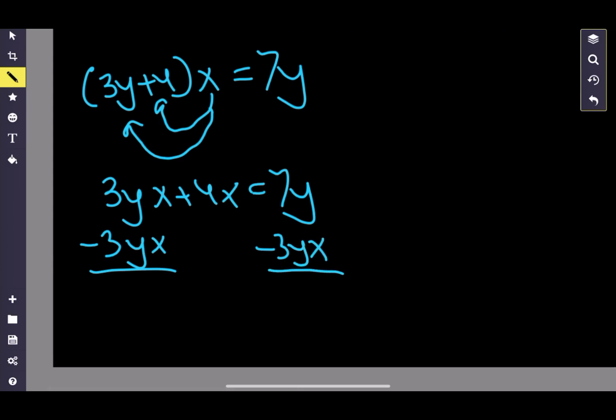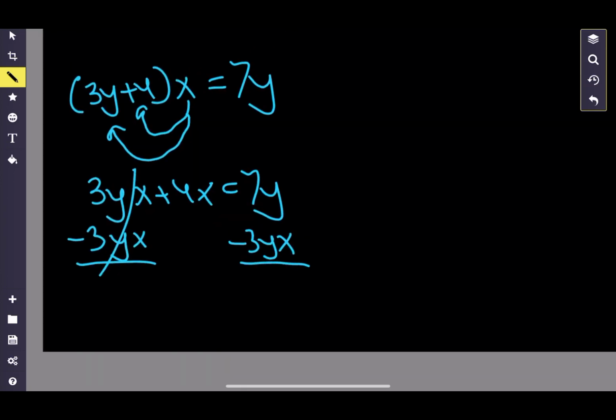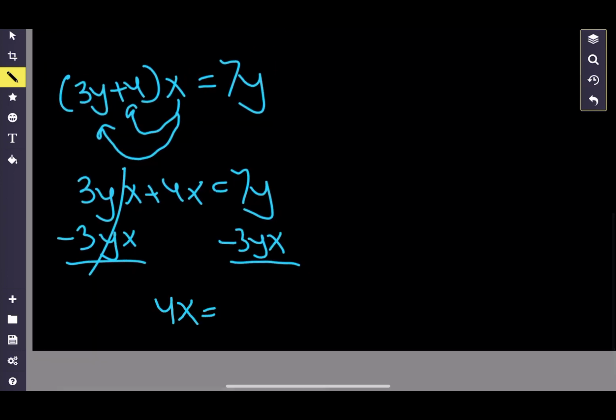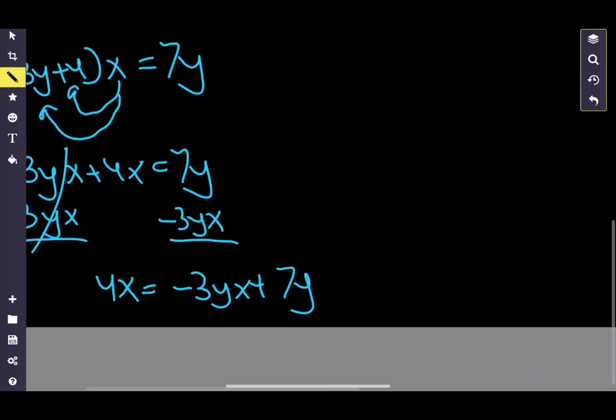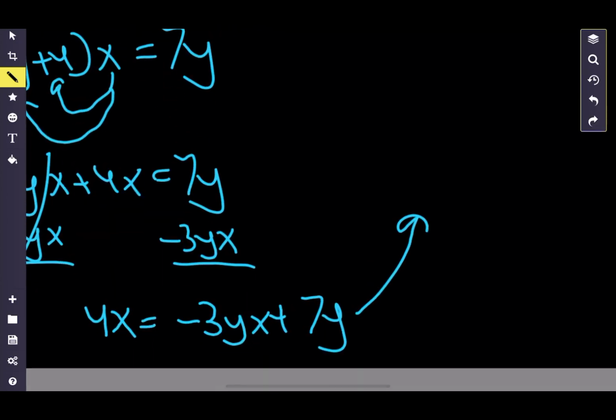So now we're doing the same thing. We're just trying to move all the y's to one side. In this case, I'm going to move it to the right side because it's more convenient. So this cancels out. I'm going to get 4x equals negative 3yx plus 7y. And once again, you can factor this. We have a y here and a y here.